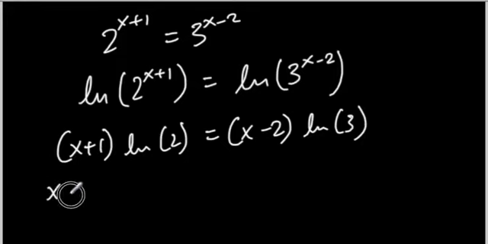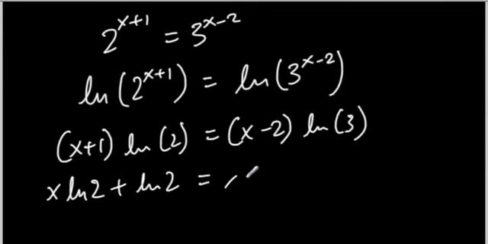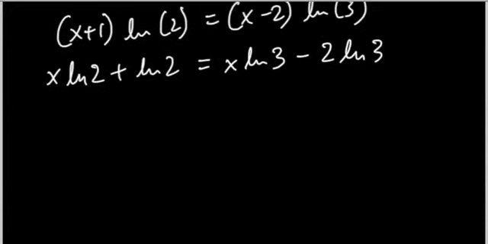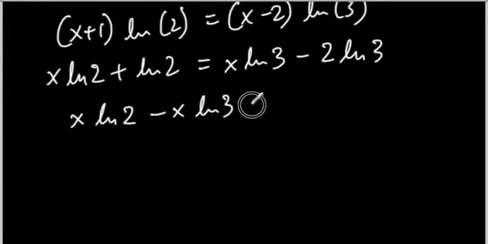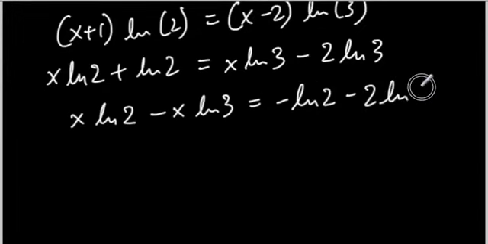So this becomes x ln 2 plus ln 2, because x times ln 2 is x ln 2, 1 times ln 2 is that. This becomes x times ln 3, x ln 3 minus 2 ln 3. So just like any other sort of variable expression, bring all the variables to one side and the constants to the other. Right? So I'm just going to bring all the x's to one side. So I have x ln 2 minus x ln 3. And I'm going to move this ln 2 to the other side. So it becomes negative ln 2 minus 2 ln 3.